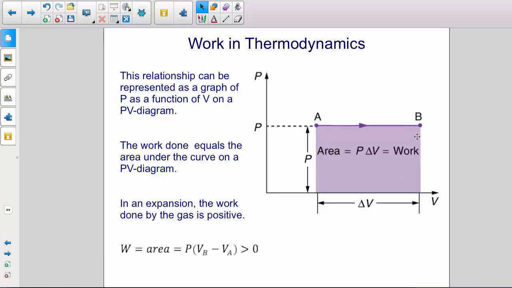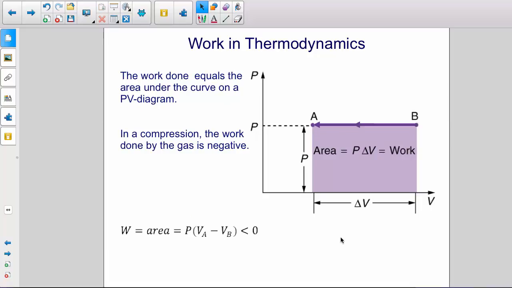In an expansion, the work done by the gas is positive. We have work equals the area under the curve equals the pressure times the difference between the final and initial volumes. In this case, because it's expanding, the final volume is greater, and hence the work done is greater than 0.